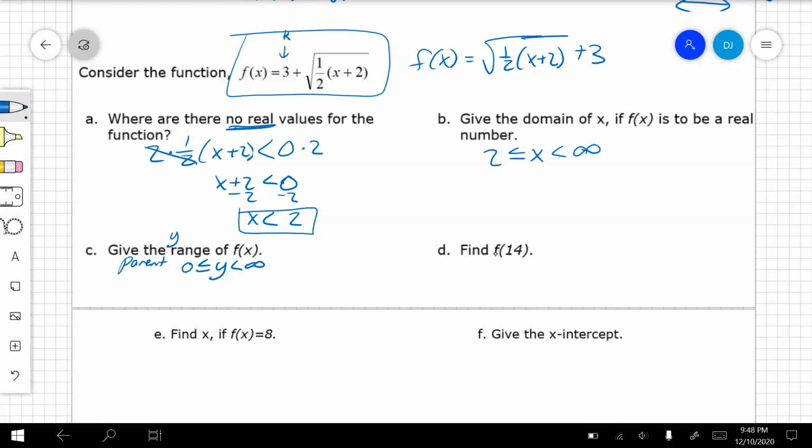Okay, but if we're talking about this transformed equation, notice how the entire equation shifted up. So it used to be here, now it has shifted 3 up. So if it used to start at 0, 0, and now it's at 3, we're going to end up starting at 3 for our y value as well. And it's going to go all the way to positive infinity. And this is going to be our transformed range.